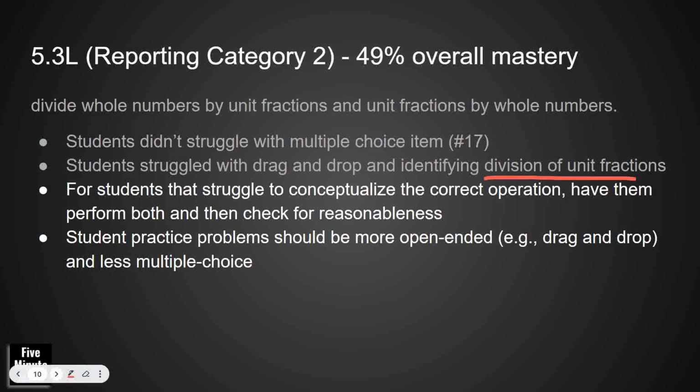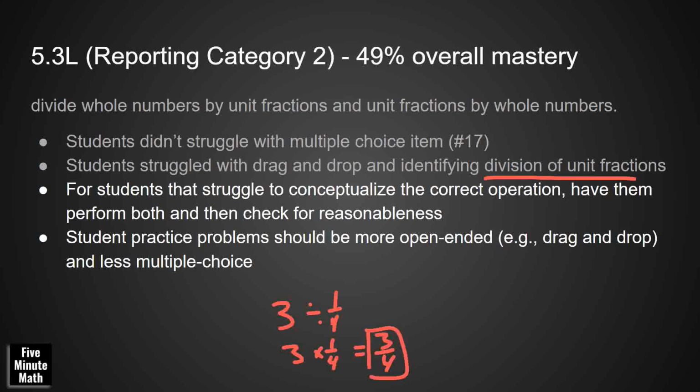So for students that struggle to conceptualize the correct operation, have them perform both and then check for reasonableness, right? So if we were struggling with that 3 divided by 1/4, I know my answer needs to be 12, not 3/4. Well, we know that 3 groups of 1/4 is going to equal 3/4, because that's really just 1/4 plus 1/4 plus 1/4.